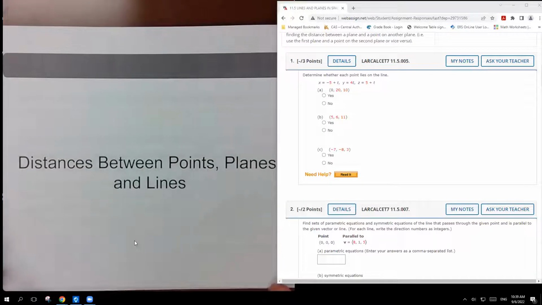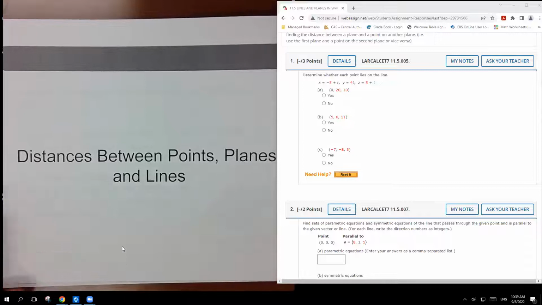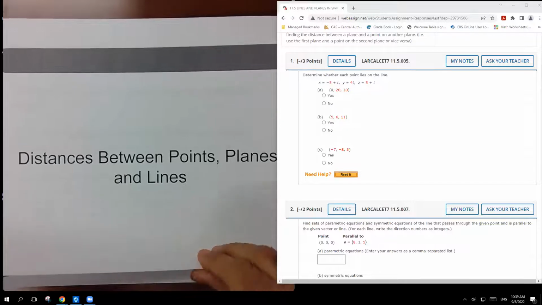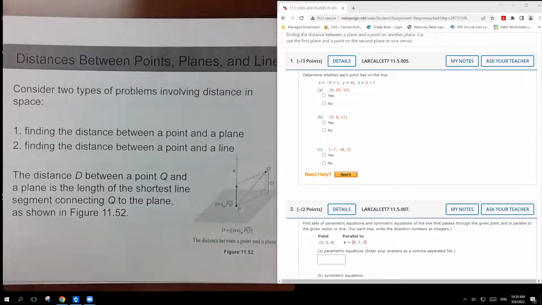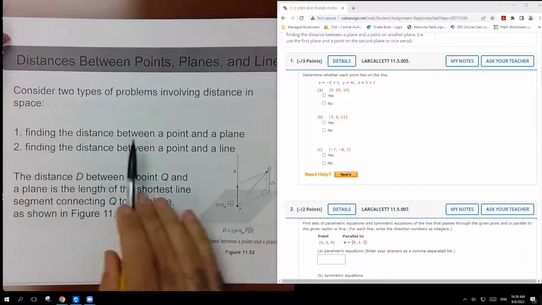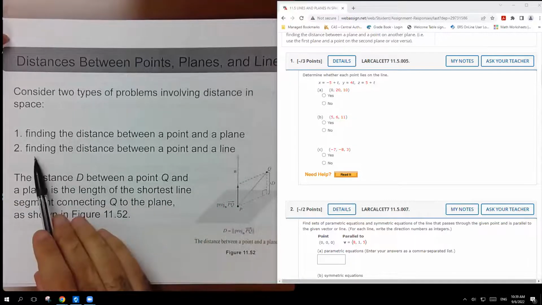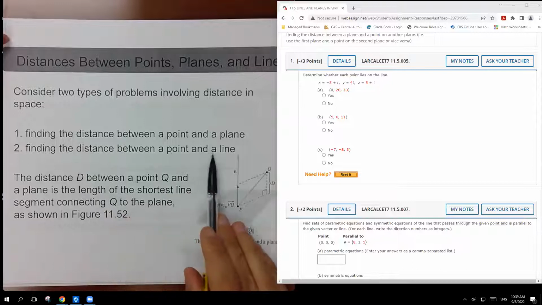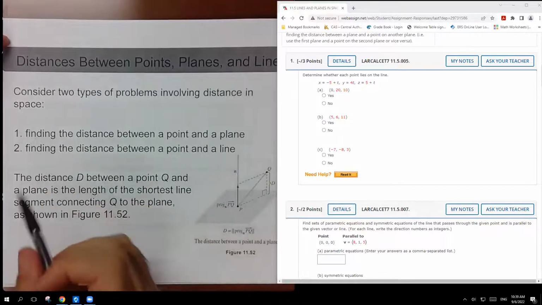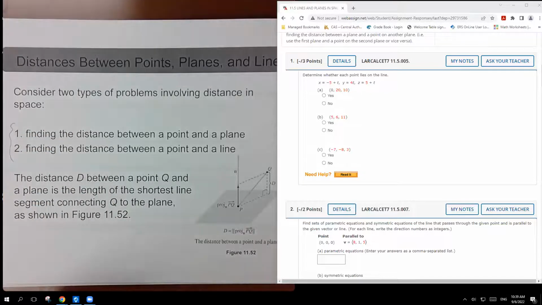To find the distance, the next part. To find the distance between planes, a point with the planes and a point with the line, there's 2 rules. Check here. We're going to study finding the distance between a point and a plane, and we're going to study finding the distance between a point and a line. So you have to be careful from these. You're working with the plane or you're working with the line. Because if it's a line, it's going to be a different rule. If it's a plane, it's going to be a different rule.